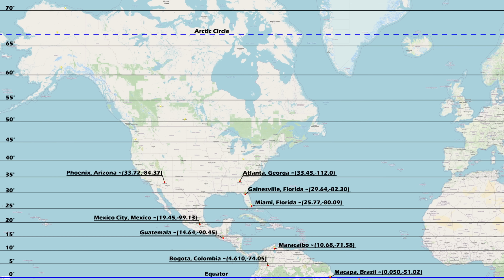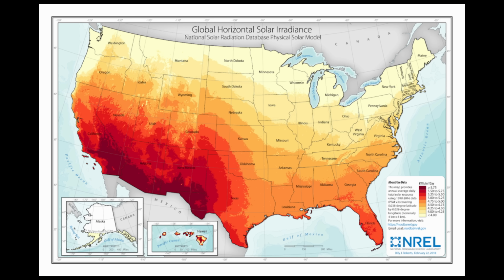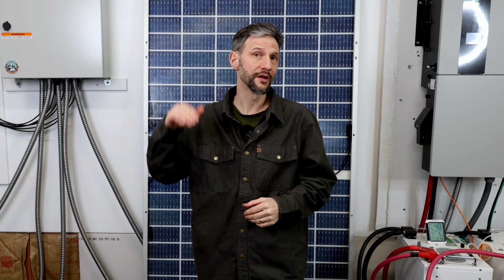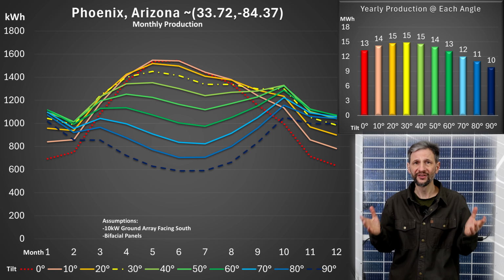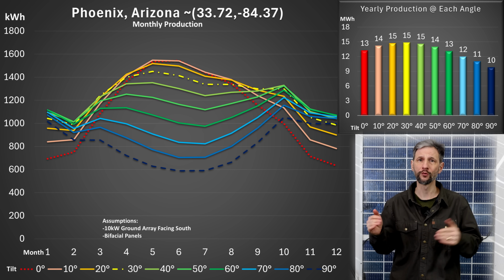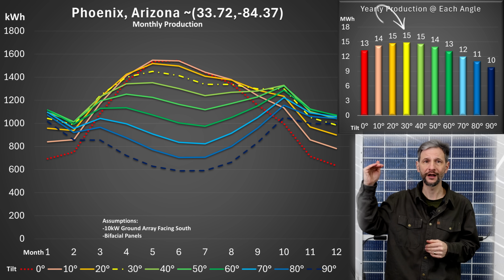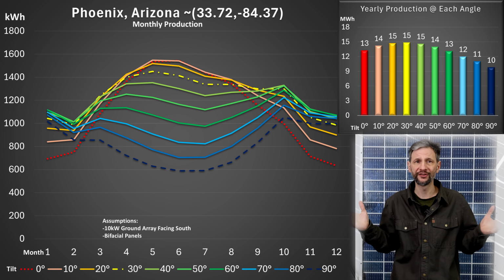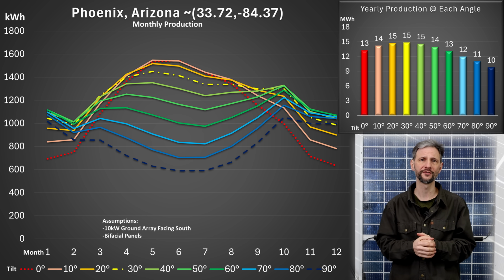I picked two locations with drastically different solar irradiance, Phoenix, Arizona and Atlanta, Georgia. From this solar irradiance map, you can see that Phoenix has some of the best solar exposure in the US. I expected to see some amazing results. But you can see from the yearly production graph that we're maxing out at about 15 megawatt hours for the year, and that's about the same as all the other locations we've checked so far.